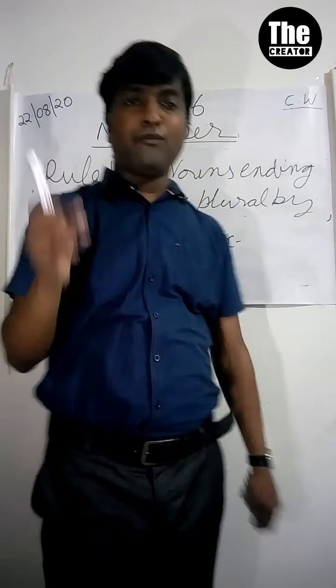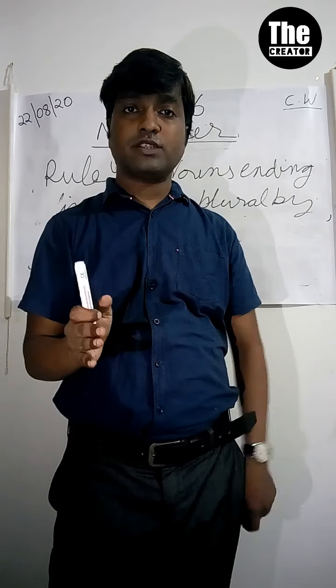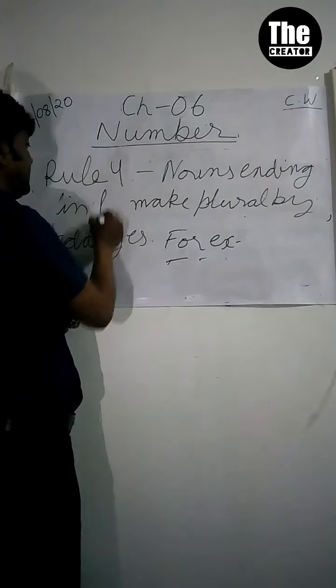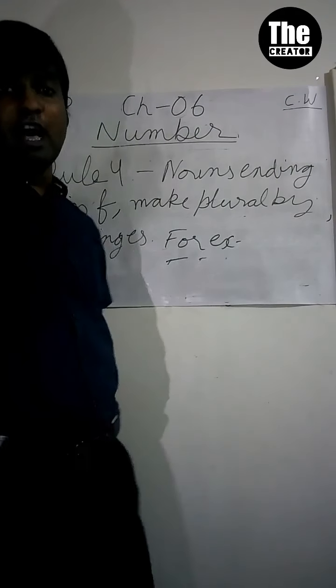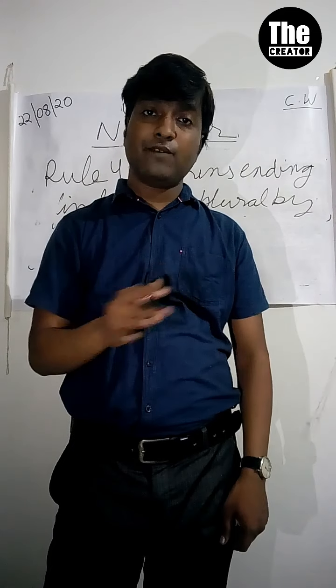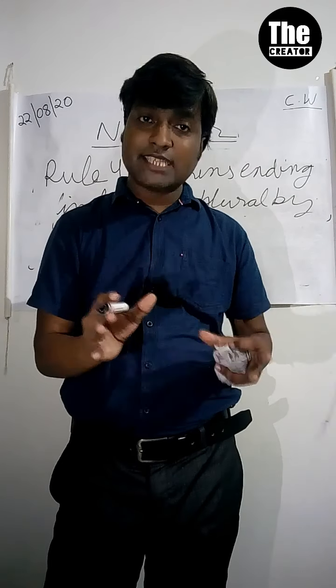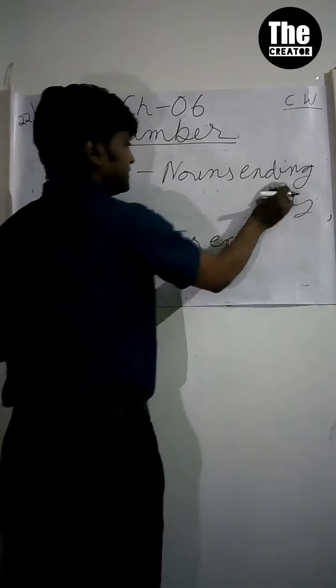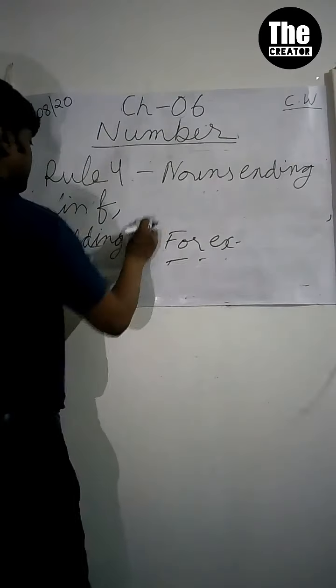Now our rule number 4 is some nouns ending in F. There are few nouns, many nouns in fact, that end with F. Change the F to V. You just need to change F to V.